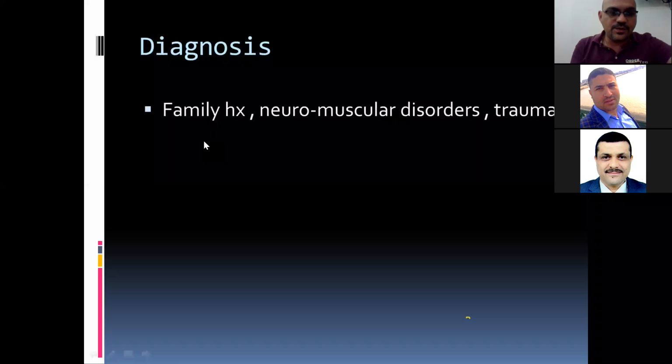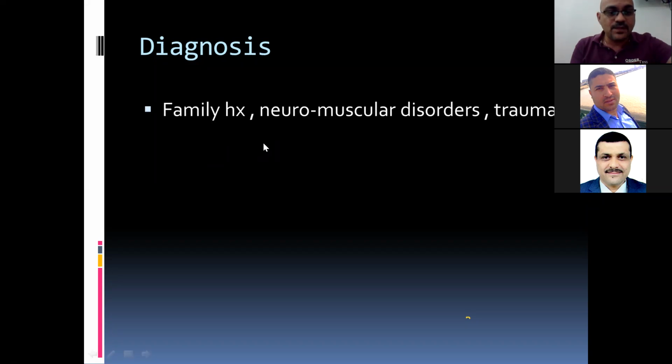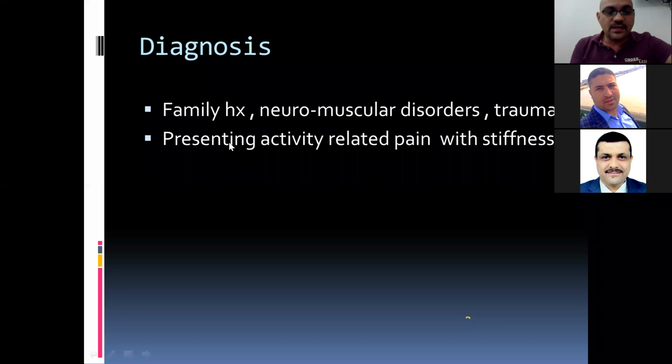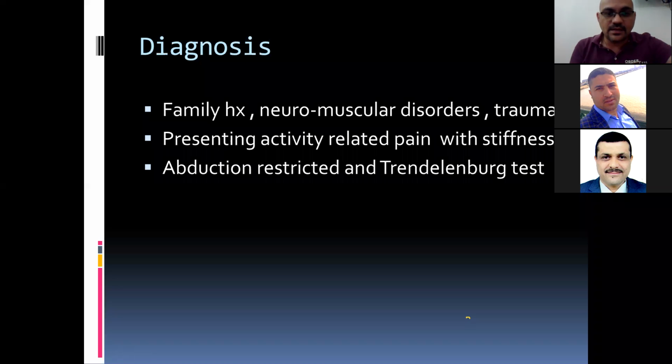For diagnosis, first of all, we take the history, family history, and history of trauma. Usually you ask if there are no traumatic causes, whether they have neuromuscular disorders, and so on. During clinical examination, you have to see that it is activity-related pain, clinically presenting as anterior hip pain, with stiffness of the hip joint, especially abduction and internal rotation, as well as a Trendelenburg gait or positive Trendelenburg test.